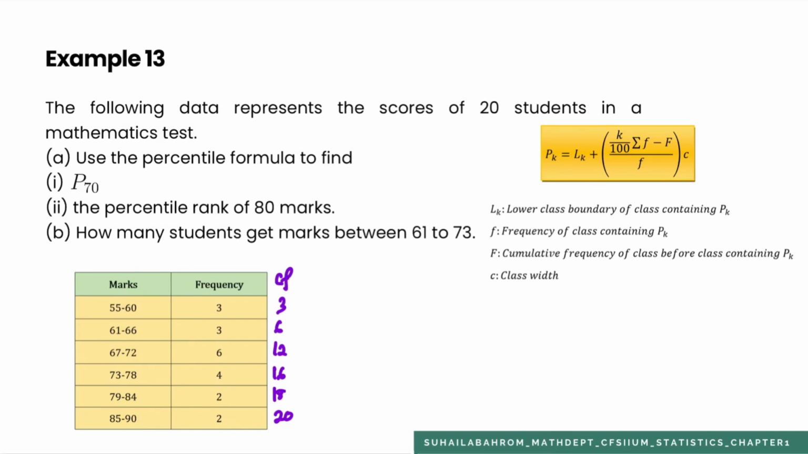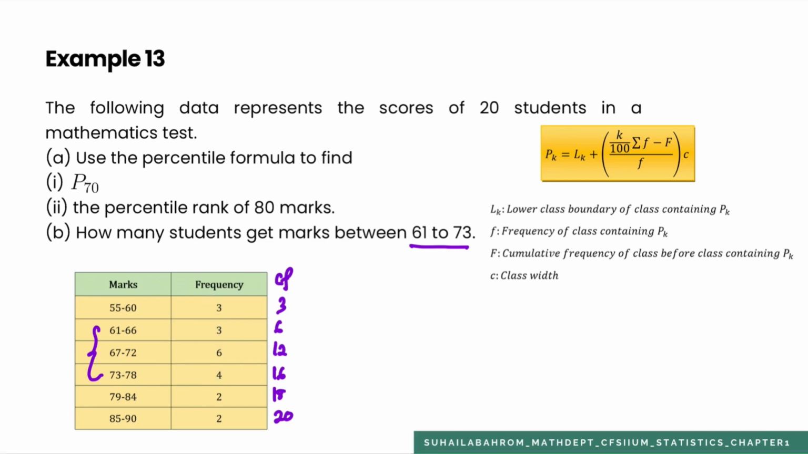Now let's look at part B. How many students get marks between 61 to 73? So 61 and 73 marks refer to the three intervals here, from the second interval until the fourth interval. But you cannot just simply add all the values of frequency here. Instead of that, you have to find out the percentile rank.